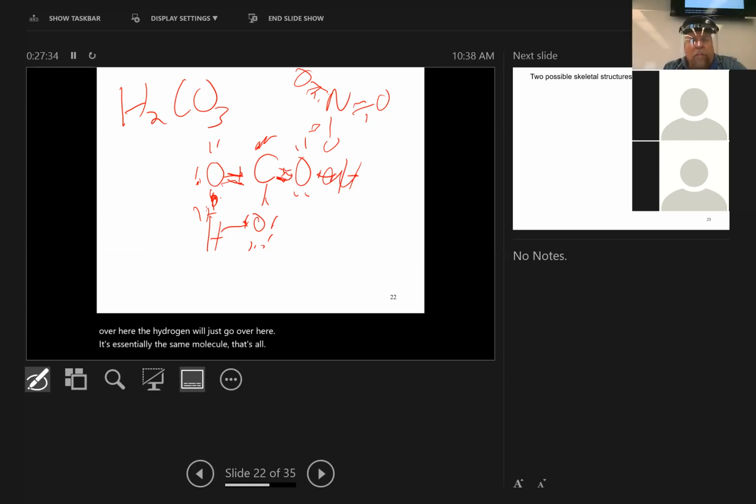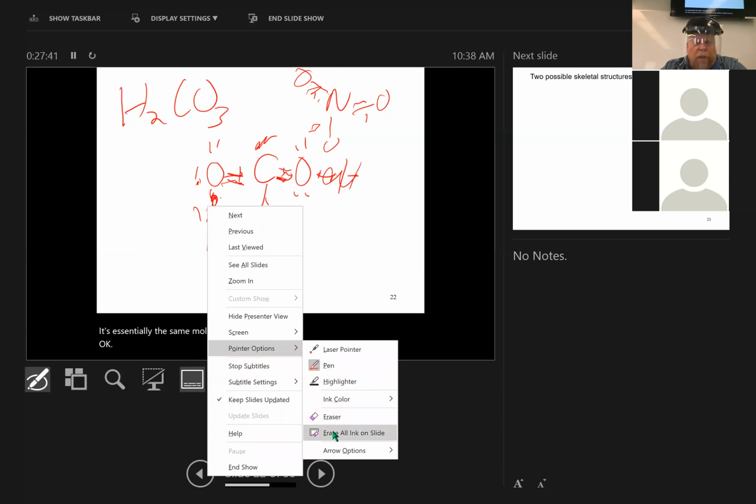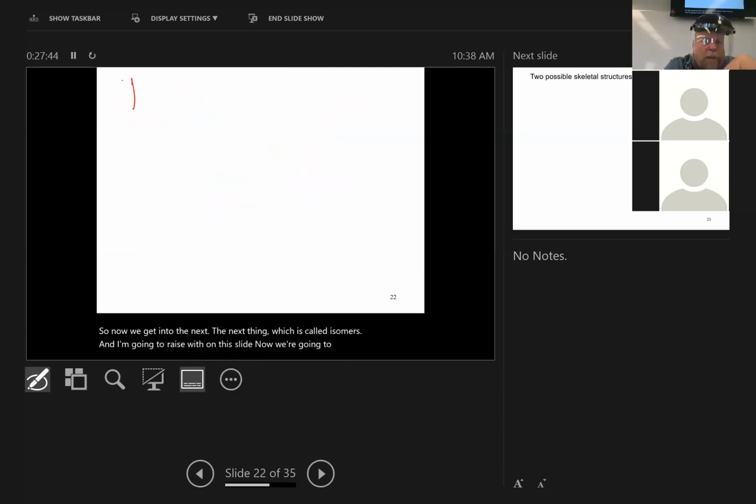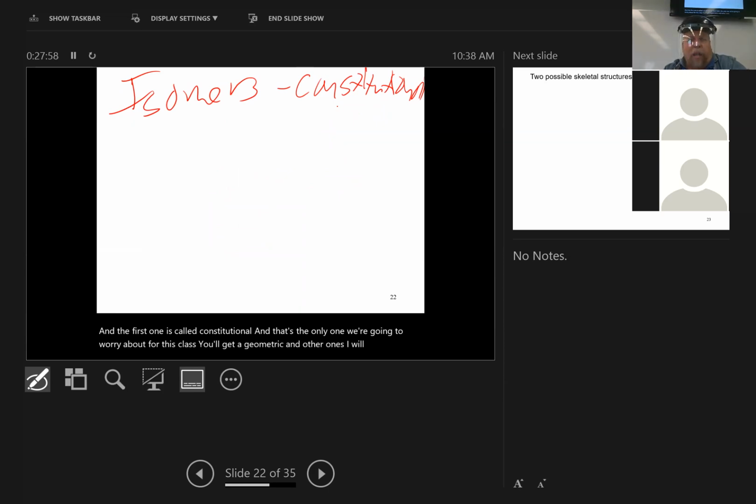Okay? So now we get into the next thing, which is called isomers. And I'm going to erase what's on the slide now, and we're going to talk about isomers. The first one is called constitutional, and that's the only one we're going to worry about for this class. You'll get into geometric and other ones. I will mention it briefly, the geometric and stereoisomers and other things. That'll happen more in organic, but you might as well understand what constitutional is.